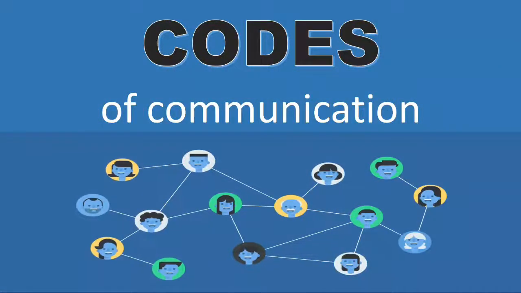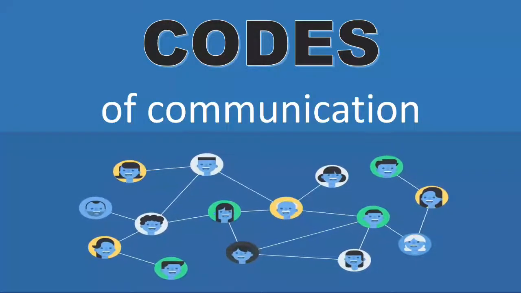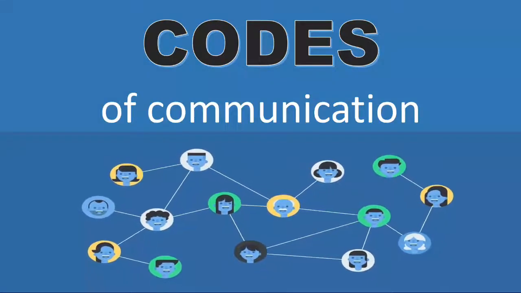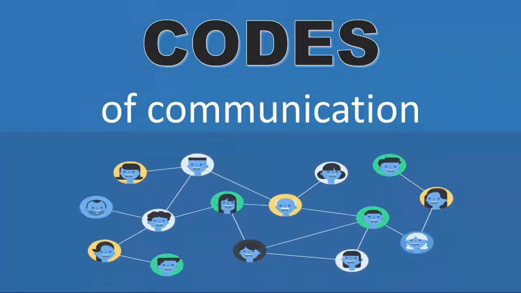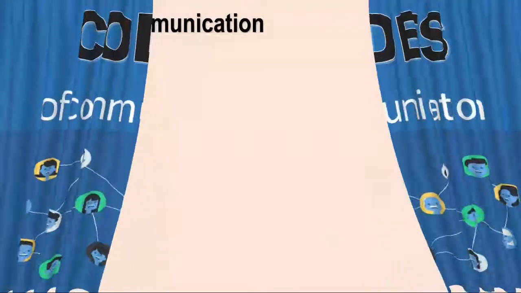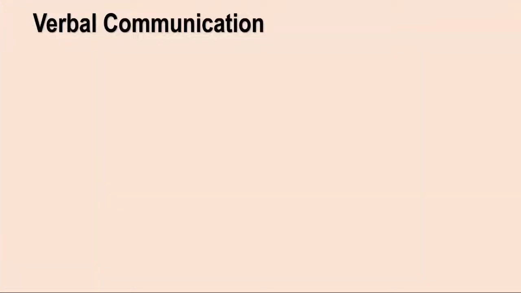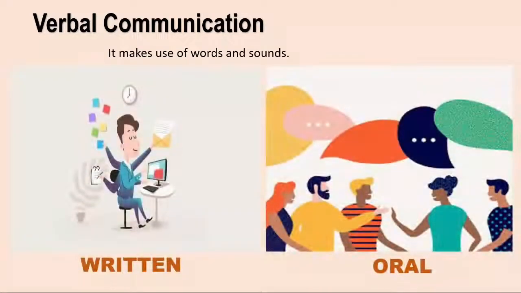On the other hand, we also have codes of communication. Effective communication depends largely on the use of the codes of communication. We have two, and the first one is what we call verbal communication. Verbal communication makes use of words and sounds. It could be written or oral. For written, it can be in the form of texting, memorandum, literary pieces, or emails. Now, for oral, it could be seen in public speeches, in storytelling, online conversation, etc. So long as it uses words and sounds, then it belongs to verbal communication.